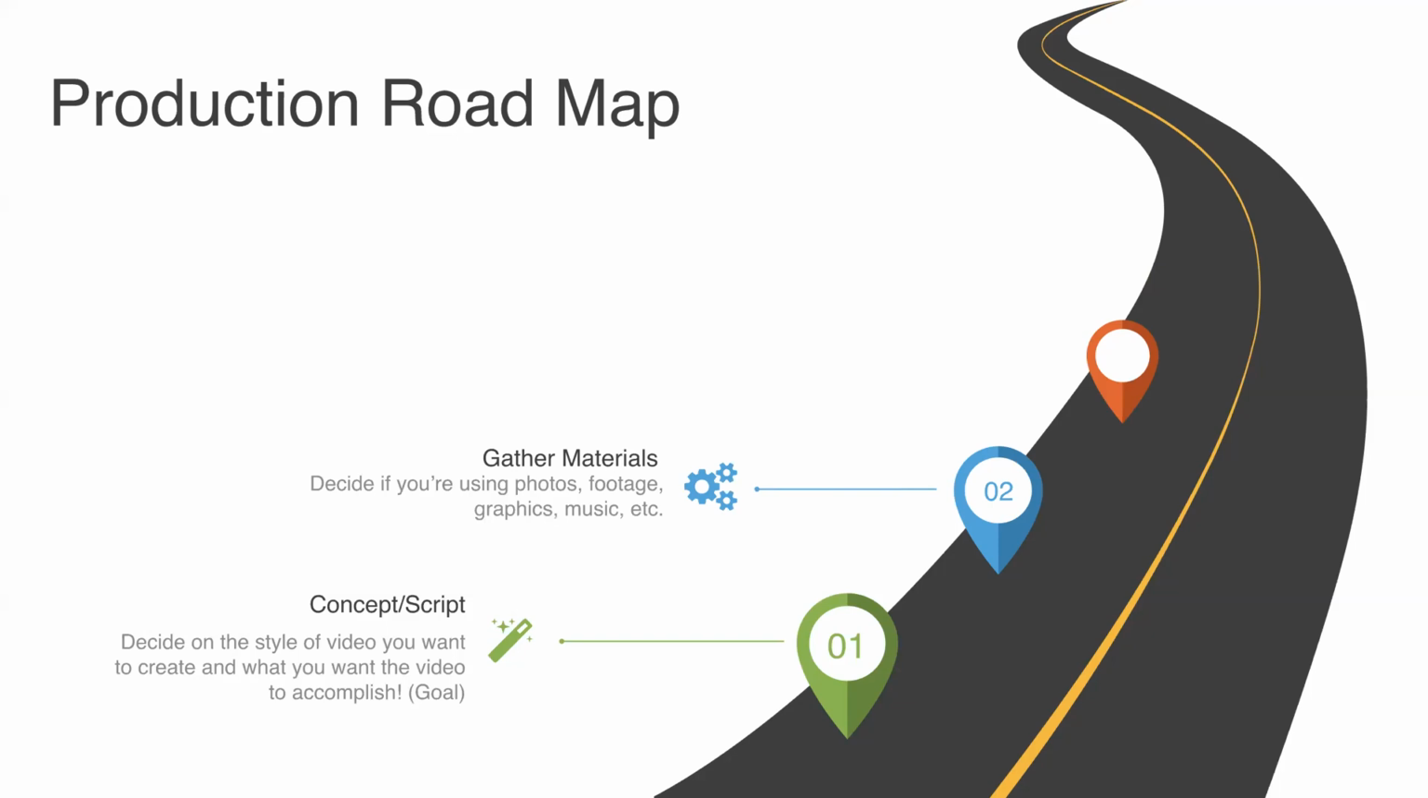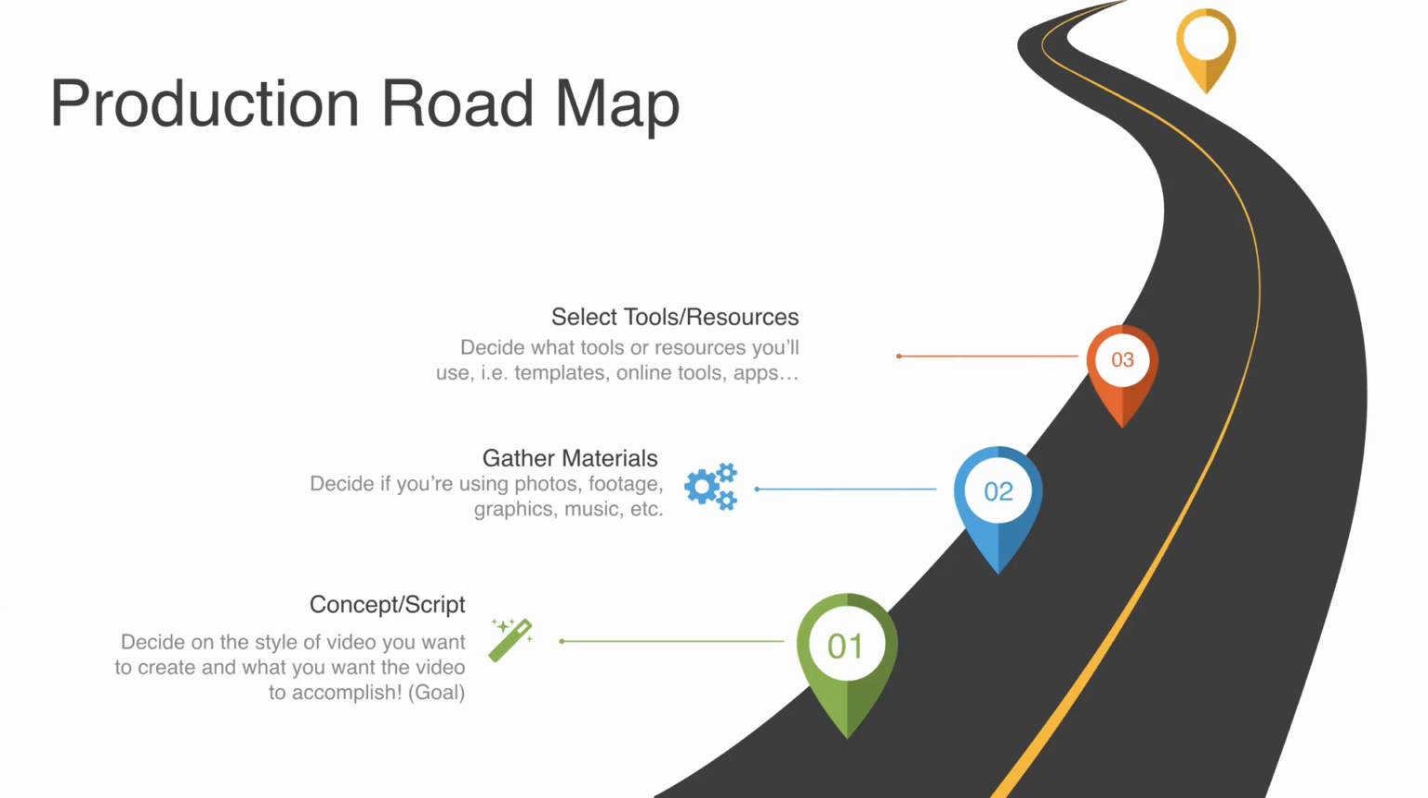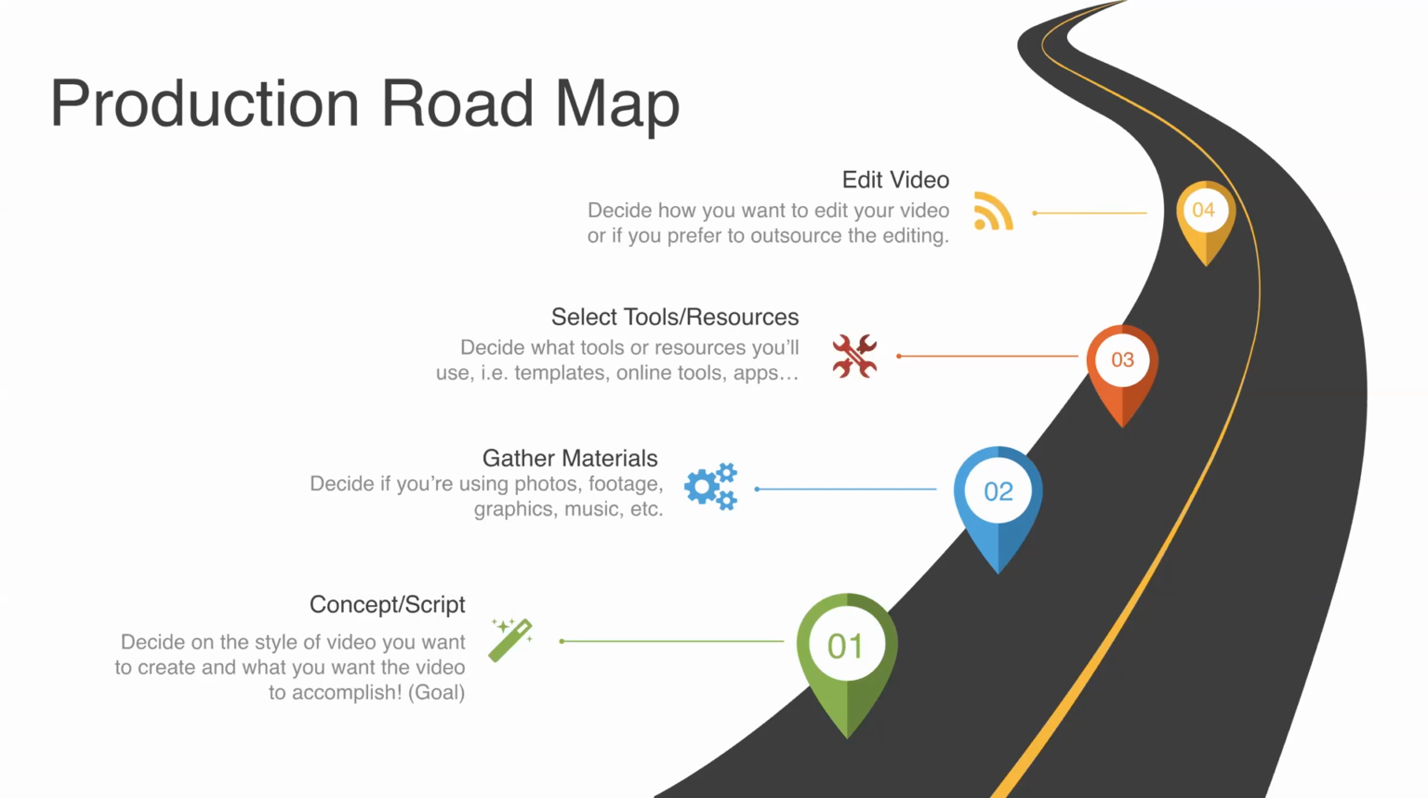And last time we talked a lot about sizzle reels or sales videos and the process of putting those together. So the overall production roadmap is obviously you want to have your script, your concept. You want to gather the materials. It might be photos, it might be footage, it might be music, it might be all of the above. And you want to select the tools and resources that you're going to use and finally edit the video. Easier said than done, I agree.